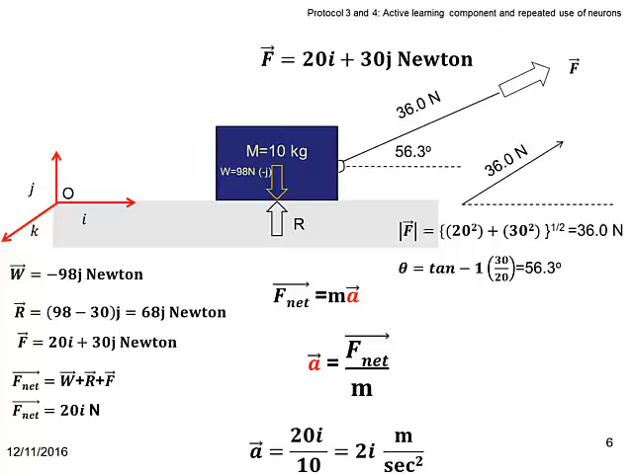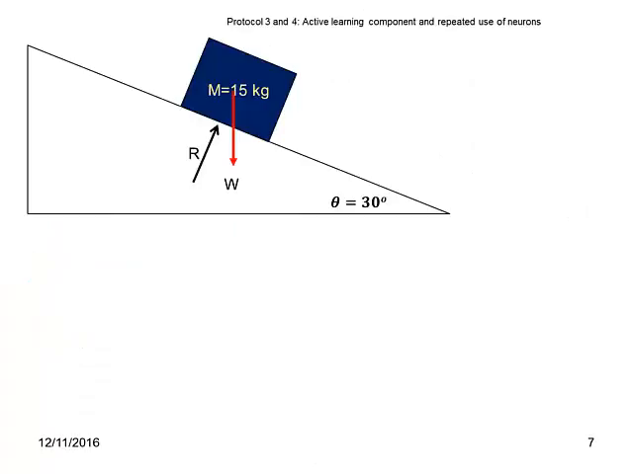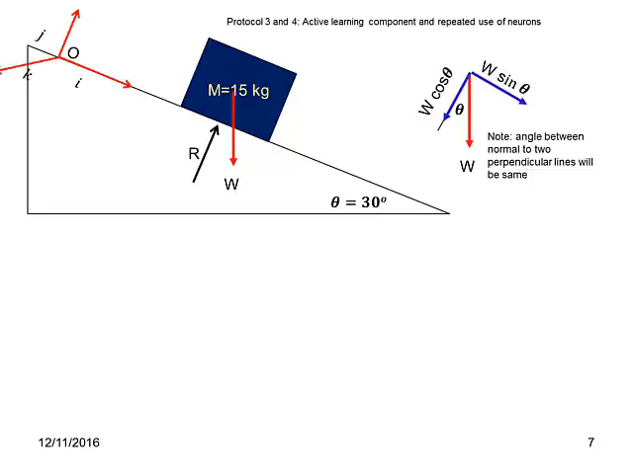Let us consider another problem. A block of mass m is resting on a frictionless table. Calculate the acceleration of the block. The first step is to find the net force, then the net force divided by the mass of the object will give the acceleration.